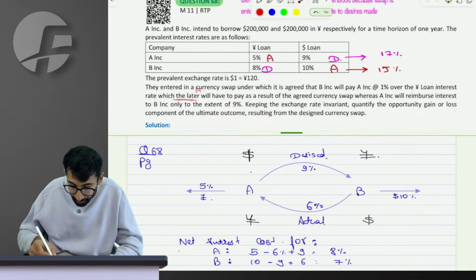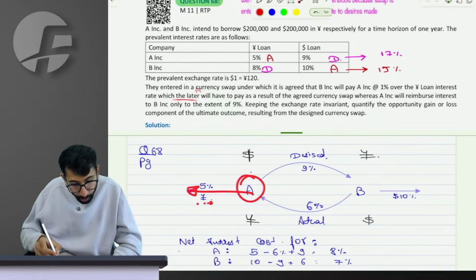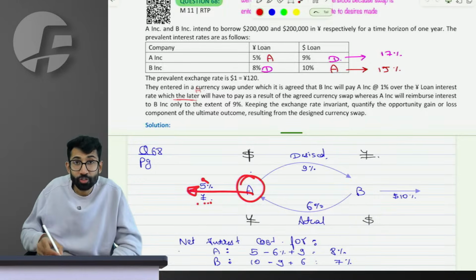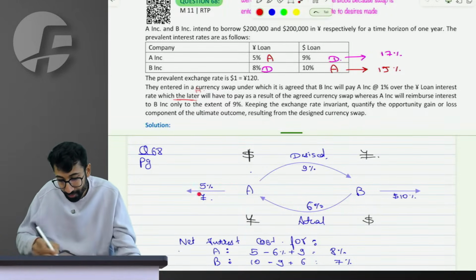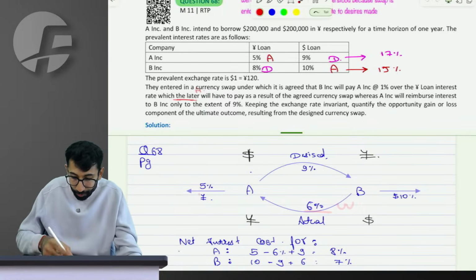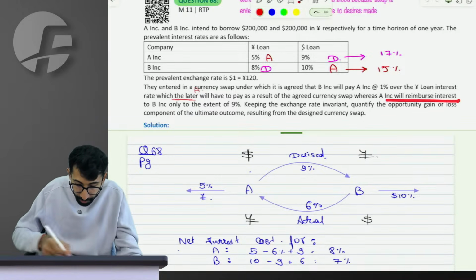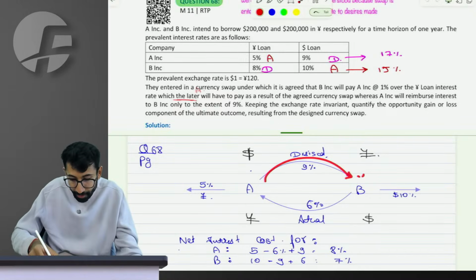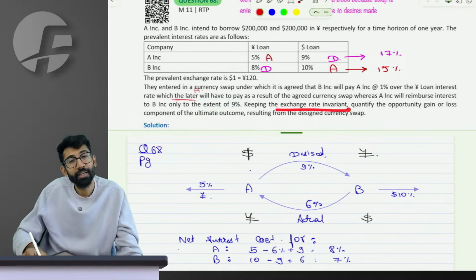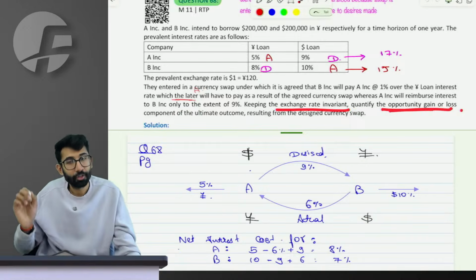So what we say, A will have to pay yen loan interest actually. So B will compensate A 1% over and above that, which means 5 plus 1 is 6% that B will have to pay, whereas A will reimburse interest to B to the extent of 9%. This is what it will reimburse. Keeping the exchange rate invariant, ignoring it, quantify the gain or loss.